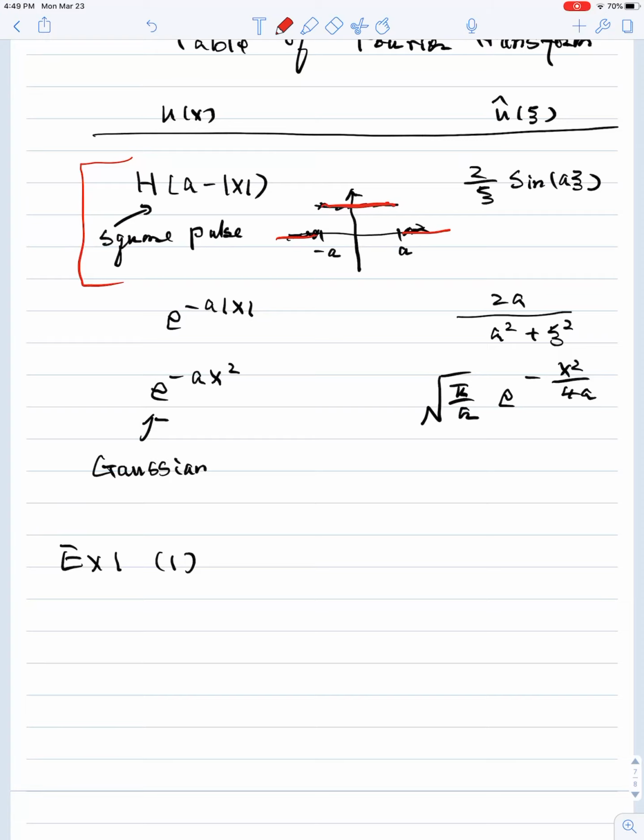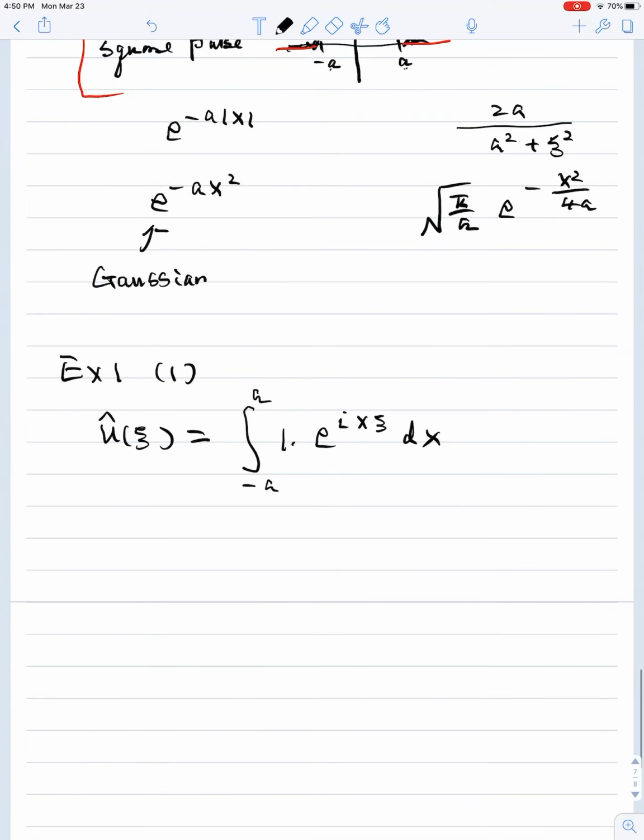So by definition, we have the Fourier transform of u. It is 1 between negative a and positive a, and elsewhere it is 0. So the integral is from negative a to a of 1 times e to the i x xi, dx.